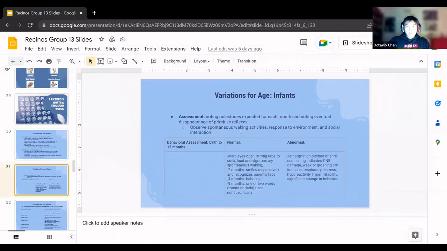So when assessing an infant, you want to note the milestones expected for each month, as well as the eventual disappearance of primitive reflexes. You also want to observe spontaneous waking activities, their response to the environment and social interaction.